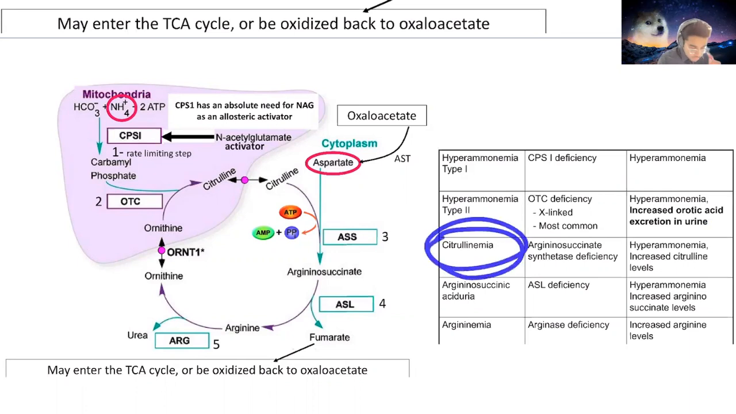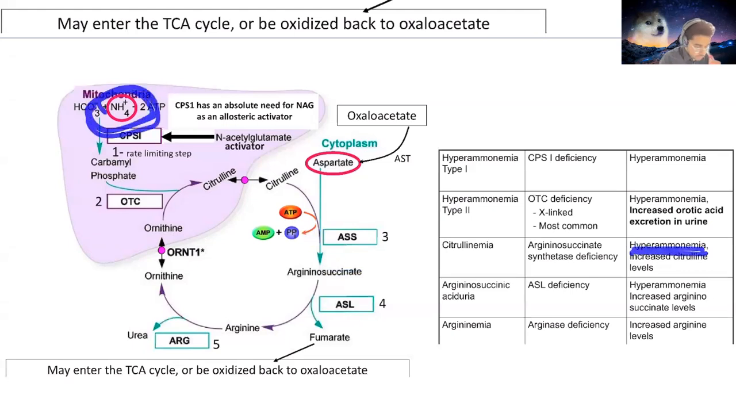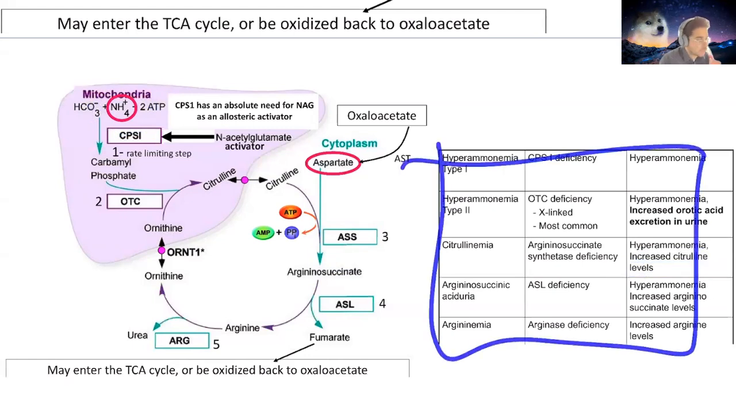Citrullinemia: what happens is you have a deficiency of argininosuccinate synthetase, ASS, right? That is going to tell you what's going to be elevated: hyperammonemia, right? Because you don't know what to do with all this nitrogenous waste, and increased levels of citrulline. That's how they like to ask these questions. I would know this table cold, okay?